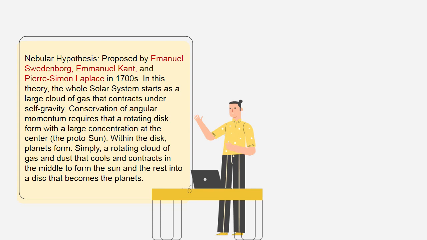This states the solar system developed out of an interstellar cloud of dust and gas called a nebula. This theory best accounts for the objects we currently find in the solar system and the distribution of these objects. The nebular theory starts with a cloud of gas and dust. It is simply a rotating cloud of gas and dust that pulls and contracts in the middle to form the sun, and the rest of the dust becomes the planets.